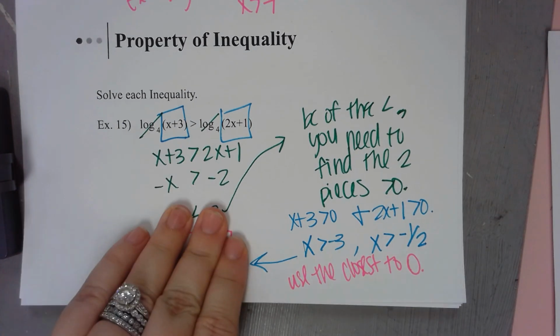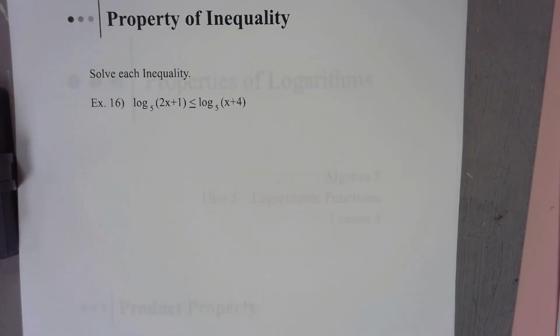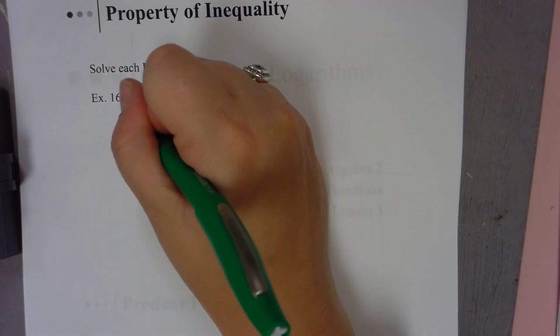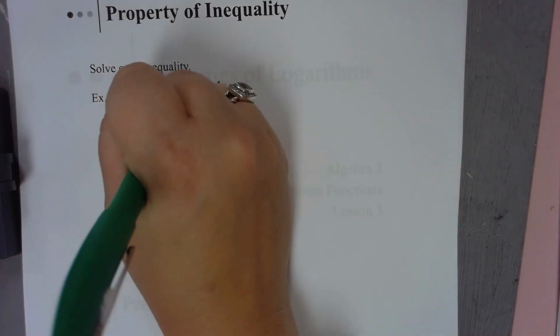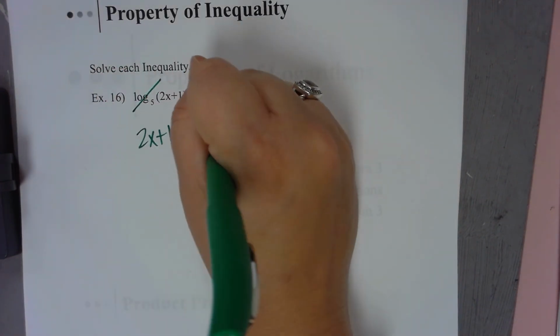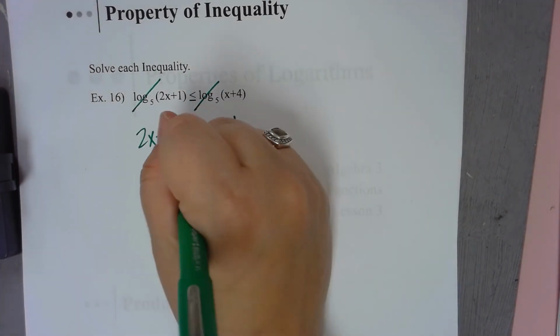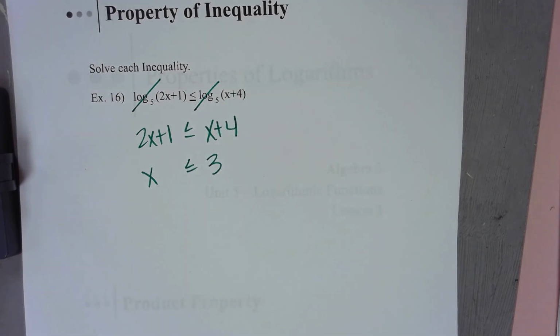Let's look at another one of those so we can piece all of that together. Last one. So log base 5 of 2x plus 1 is less than or equal to log base 5 of x plus 4. Alright, so our bases are the same. I'm going to set my arguments equal. 2x plus 1 is less than or equal to x plus 4. I'm going to solve for x. I'm going to subtract this x over. Subtract that 1 over, and I have x is less than or equal to negative 3.